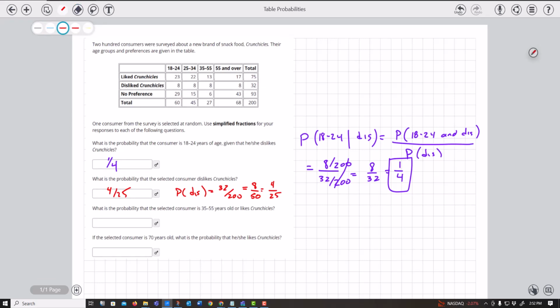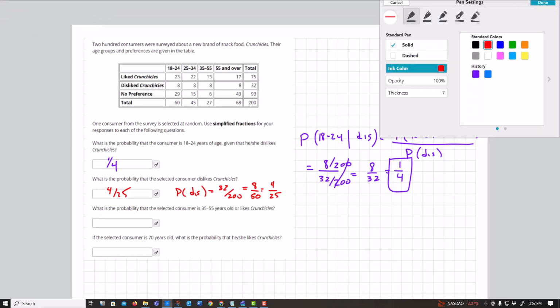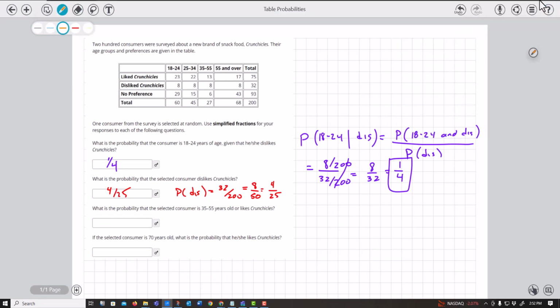All right, let's see what we got next. We'll go orange. All right, what is the probability the selected customer is 35 to 55 or likes crunchies? This one you have to be careful with. So the probability they're 35 to 55 or they like crunchies is the same as the probability they're 35 to 55 plus the probability that they like minus the probability of the intersection. And this is important, and you'll see this here in a second.